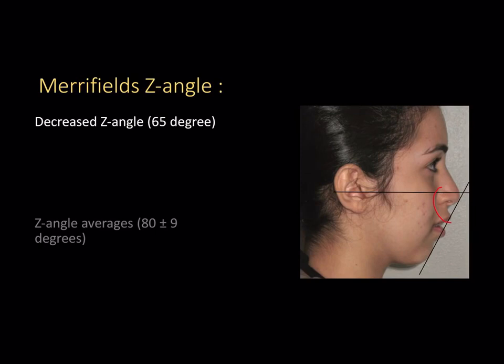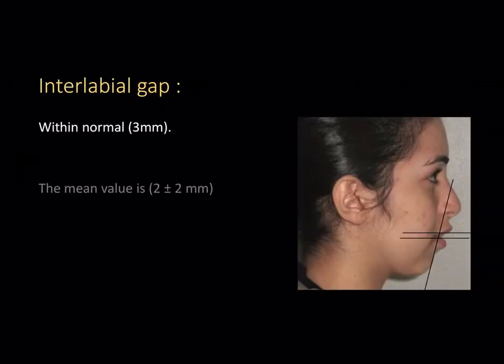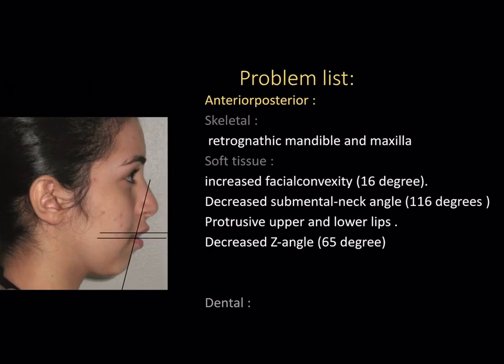There is a decrease in the Z angle, here about 16.5, and the normal value is 80 plus or minus 8. Interlabial gap, the distance between both lips is about 3 mm, so it's within normal because the mean value is 2 plus or minus 2.